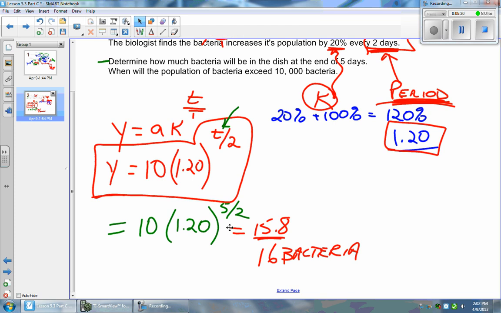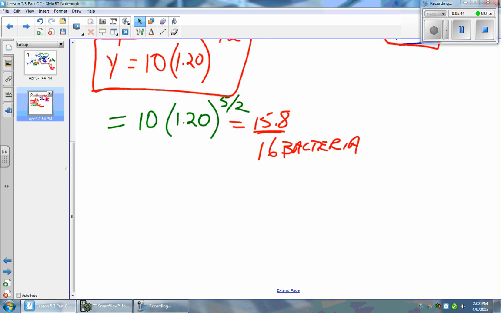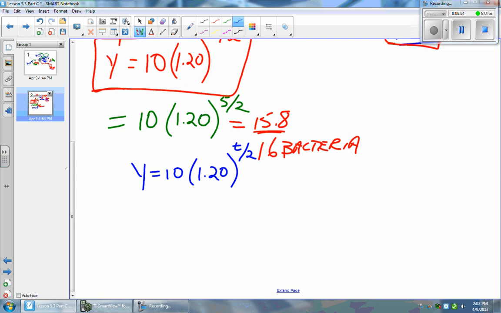Now, here's an interesting little question. If you look at B, which is right up here, it says, when will the bacteria reach over 10,000? This is going to be fun because now you have to go backwards here. Let's see what we have to do. Look at your original equation. Your original equation was Y is 10 bacteria. Your increased rate is 1.20 over a time of T over 2. Your problem is now, wait a second, how am I going to find this? Because that's now 10,000 bacteria at 10 times 1.20 to the T over 2.